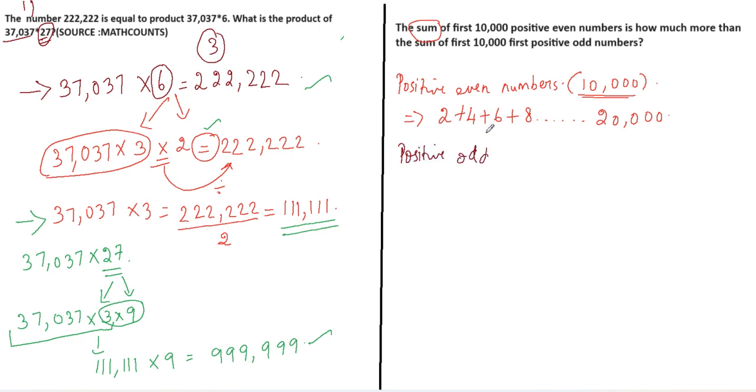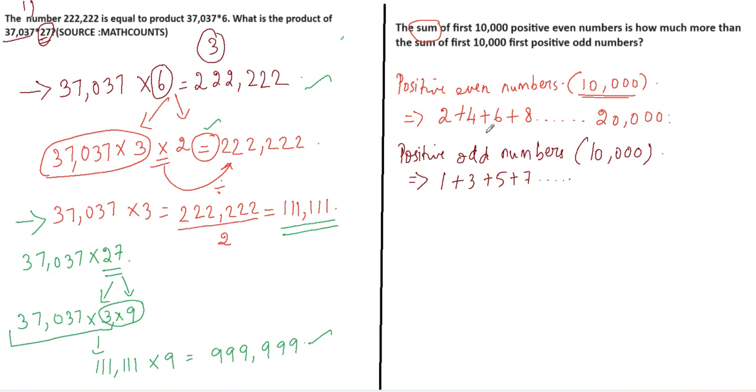Positive odd numbers. Again 10,000 is the count. So let's start. Odd numbers start from 1, 3, 5, 7. And what is the end point? We don't know what the end point is, right? That seems to be confusing for us when we deal with odd numbers. Even numbers we just multiply by 2, but odd numbers we tend to get confused.